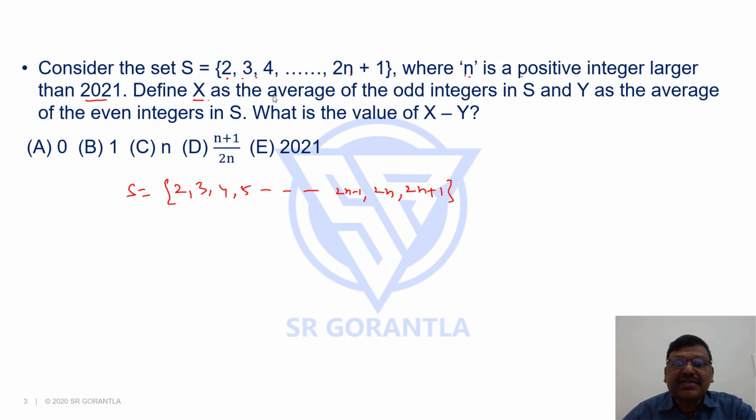What is x here? Define x as the average of odd integers in this set S, and y as the average of even integers in this S. What is the value of x minus y?